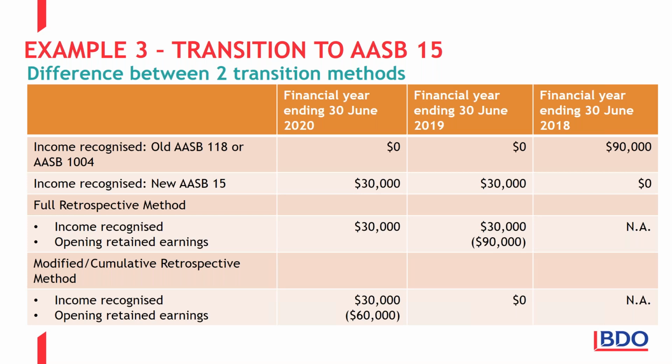So you can see under the full retrospective method and the modified retrospective method, under both of them, I have to do the calculations, as in when was the revenue recognized, when should it now be recognized. That stays. The first two rows in this table stay. It's just a question of how I will disclose it in my 30 June 2020 financial statements, and there are different options for disclosure purposes.